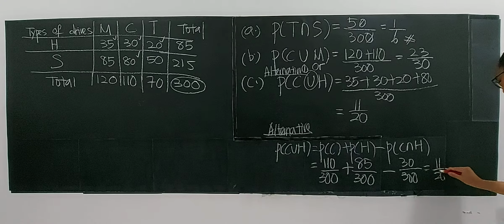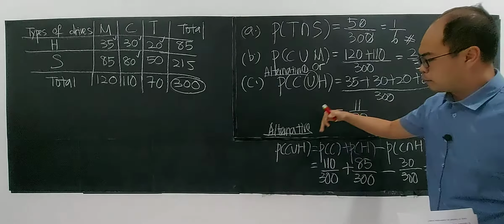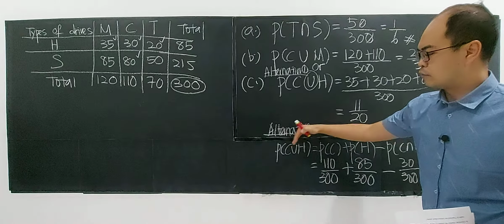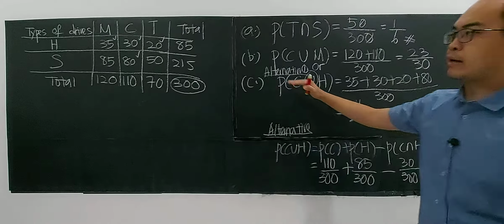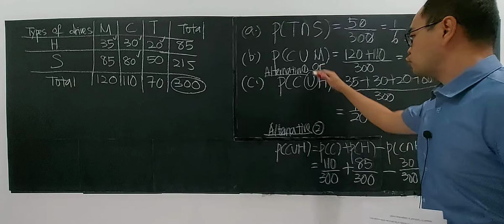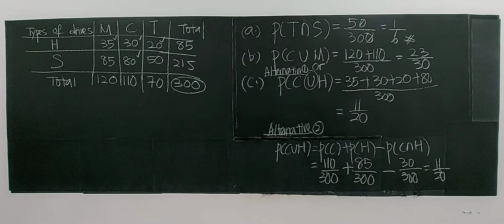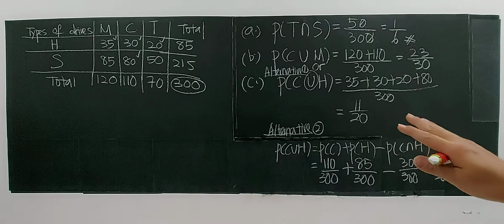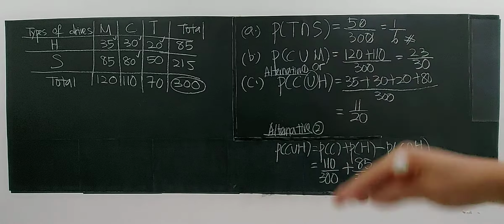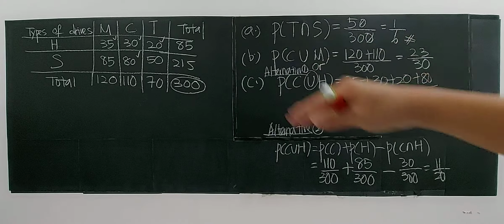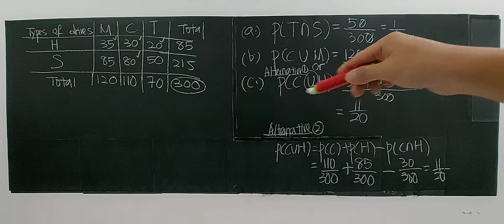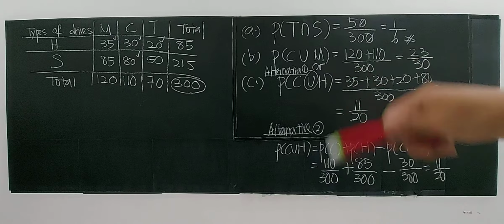Same answer. Here we apply the formula, the addition rule, the union formula for the union of two events, and this one we apply from the table. You must understand both, so you have to understand this formula and also understand how to use the table. For me, both are okay, but for myself, I prefer this one, alright?